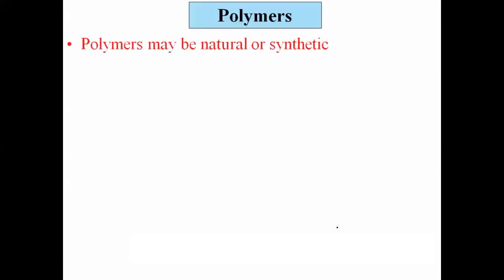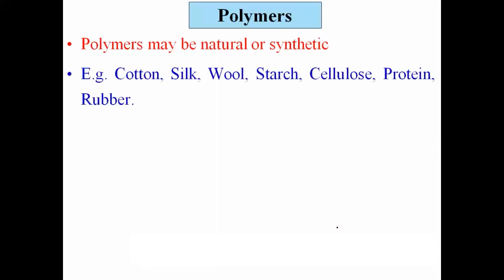Now polymers may be natural or synthetic. Do you know examples of natural polymers? Yes, very well known examples are cotton, silk, wool, starch, cellulose, protein, and rubber. These are examples of natural polymers. They can be isolated from natural sources like animals or plants.